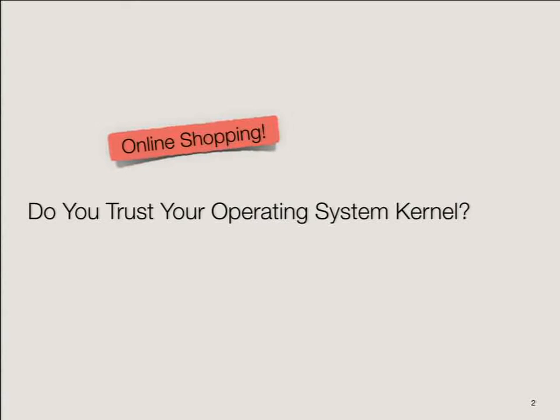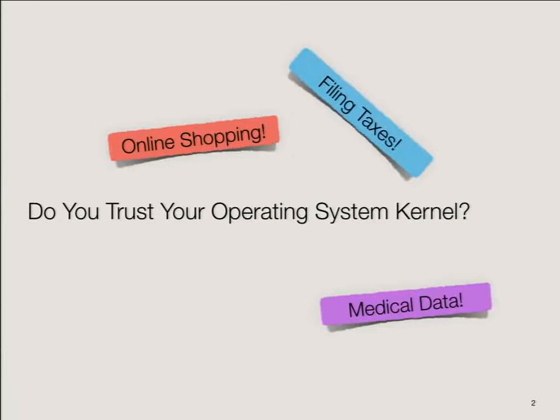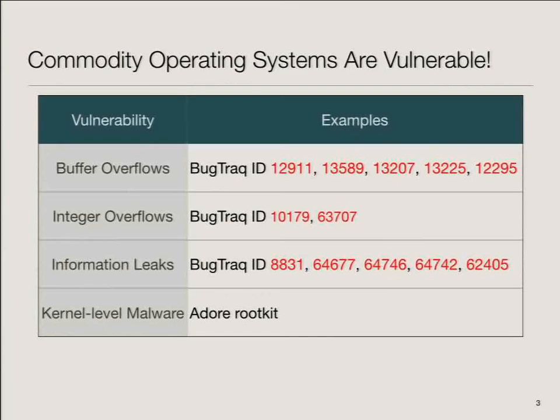So we may buy things online using our credit cards from websites like eBay or Amazon.com. We may file our taxes, which includes sensitive information, such as, if you're an American citizen, social security number and your address. Medical data. My doctor happens to store my medical information on a Windows machine. And certain voting machines run commodity operating system kernels or operating system kernels based on them, such as Windows CE. Now, we run these applications on our commodity operating system kernels, but maybe this is not such a good idea. And the reason why is because commodity operating system kernels are vulnerable.